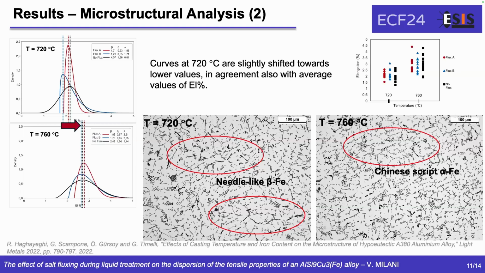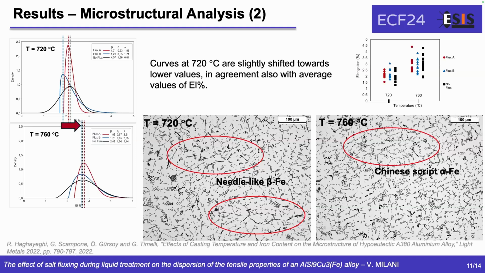If you take a closer look at the iron-bearing intermetallic compounds present in this micrograph, which are characterized by a darker color, you can see that the ones that are produced at 720 degrees assume the morphology of a needle, which of course leads to an embrittlement of the alloy, whereas at 760 degrees, these iron-bearing intermetallics produce a so-called Chinese script morphology. So this explains the shift of the curves to higher elongation values.